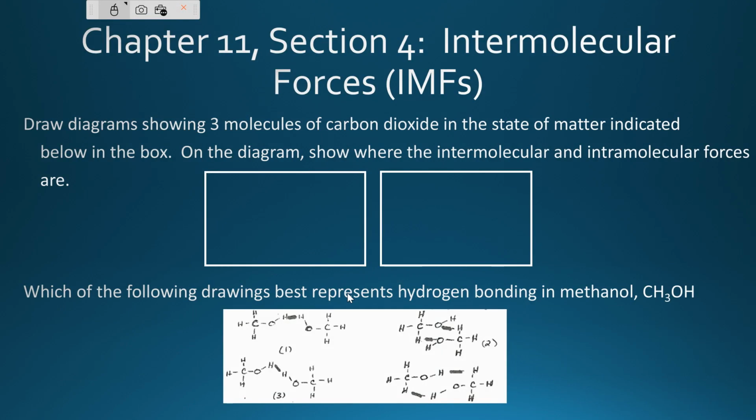Which of the following drawings best represents a hydrogen bonding in this molecule? So this is a pretty easy thing to take a look. I see that I've got hydrogen bonded to oxygen in every one of these. So the question is, which one has the best representation of hydrogen bonding?